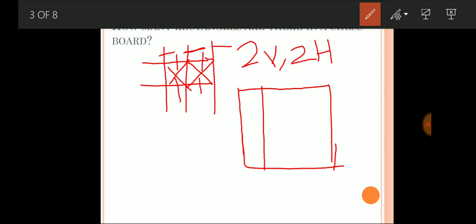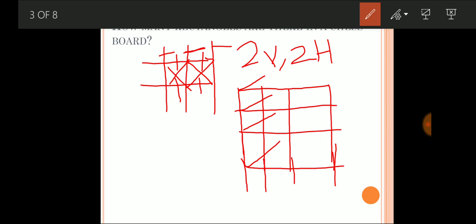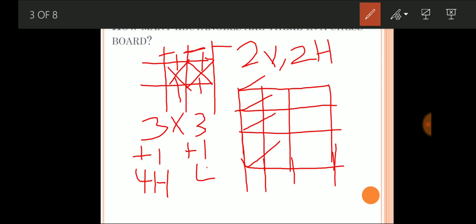Before that, we'll do it for a smaller grid, maybe a 3x3 grid. We'll try to understand how many vertical lines and how many horizontal lines there are. We have 4 horizontal lines, 1, 2, 3 and 4. The number of vertical lines is also 1, 2, 3 and 4. So for a 3x3 grid, we get 3 plus 1, which is 4 horizontal lines, and again plus 1, we get 4 vertical lines.